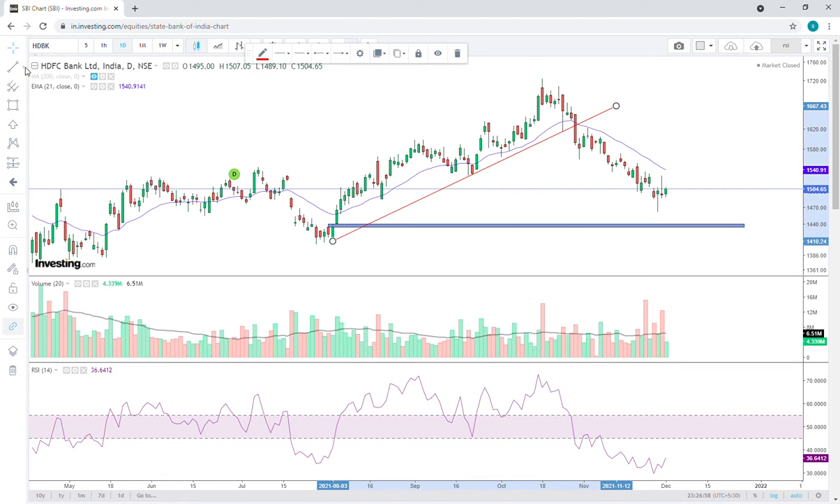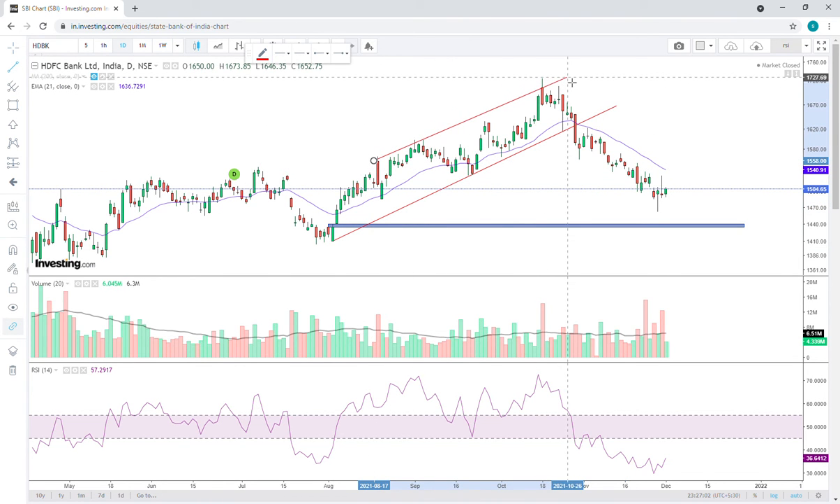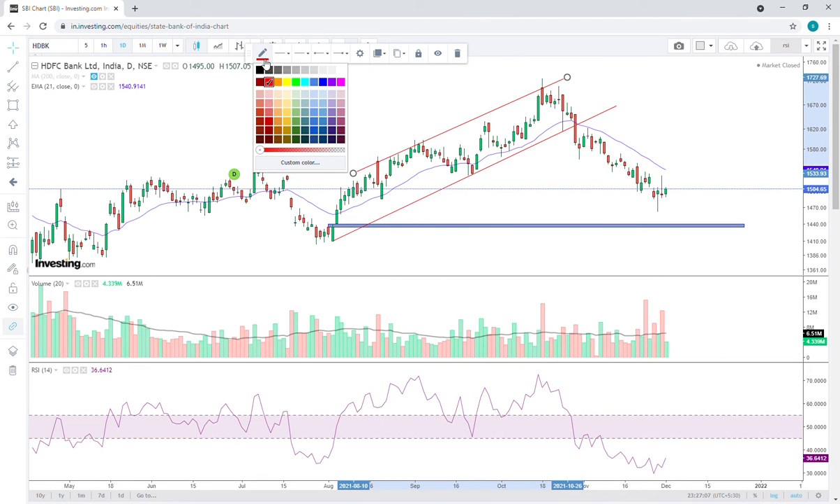This was the upper range. This was the upper side. This one is lower. Make it green.